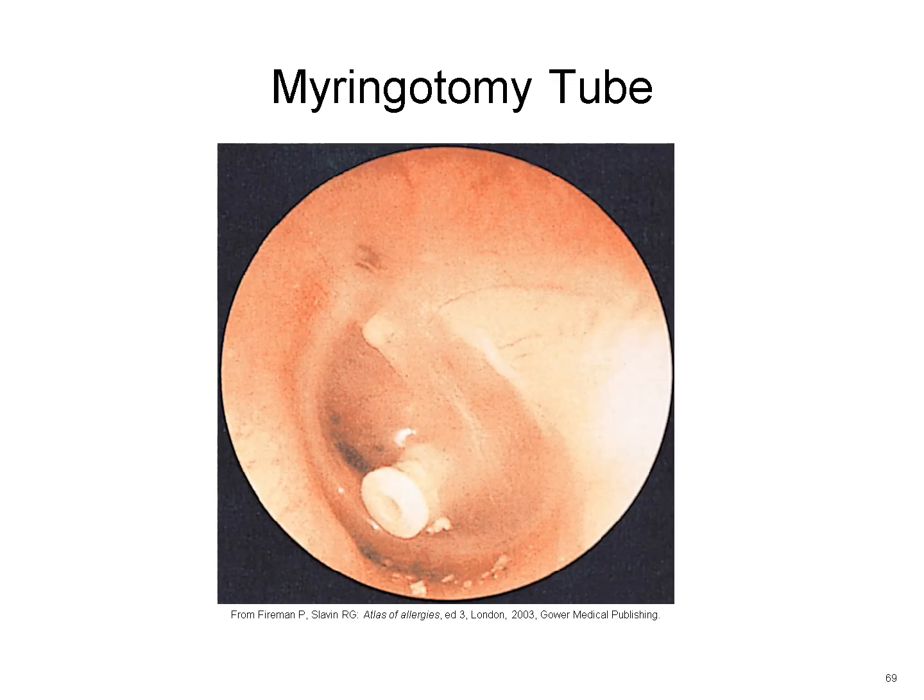A myringotomy tube is a small tube inserted into the eardrum to allow fluid drainage and equalize middle ear pressure. It's commonly used in children with chronic otitis media or persistent effusions. These tubes help restore hearing and prevent recurrent infections. They usually fall out on their own after several months.